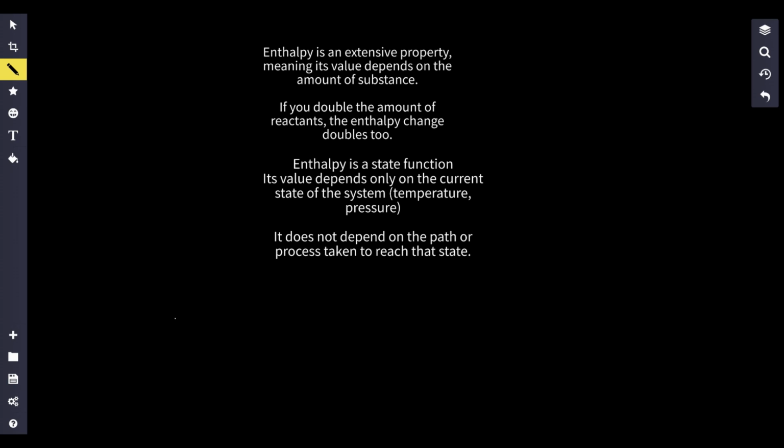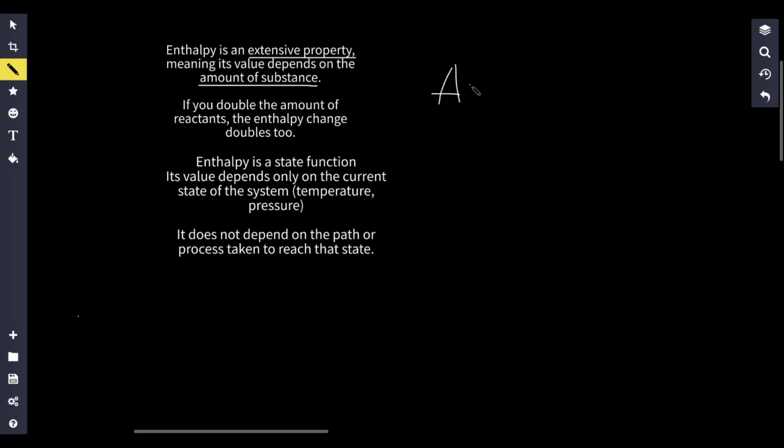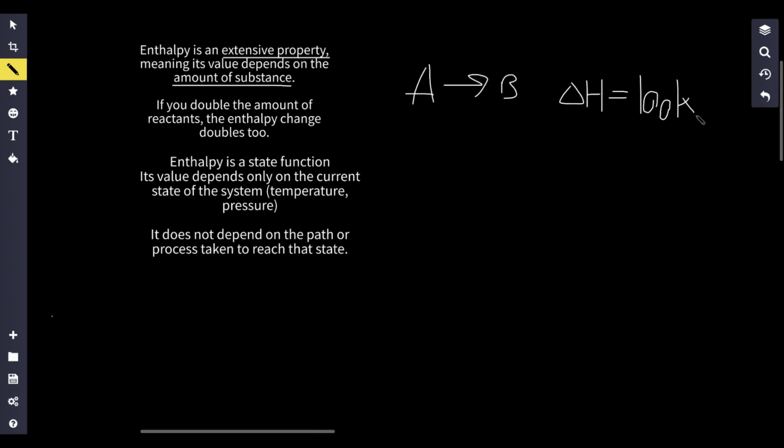Now, why does the formation formula even work in the first place? Here are a couple of warm-ups that hopefully you should know about enthalpy. Remember that enthalpy is an extensive property, so the value of the enthalpy change is going to depend on the amount of substance. Let's say we have a reaction where A turns into B. Now let's say your change in enthalpy for this reaction is equal to 100 kilojoules per mole.